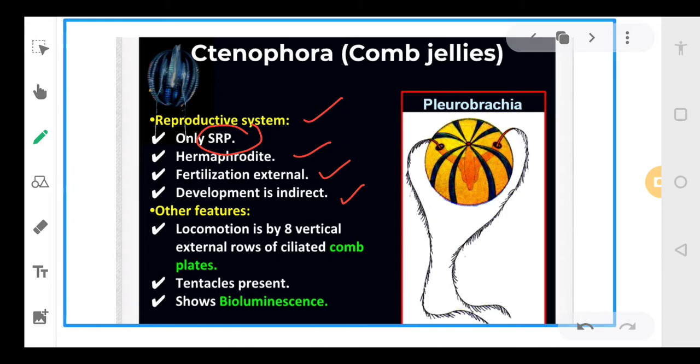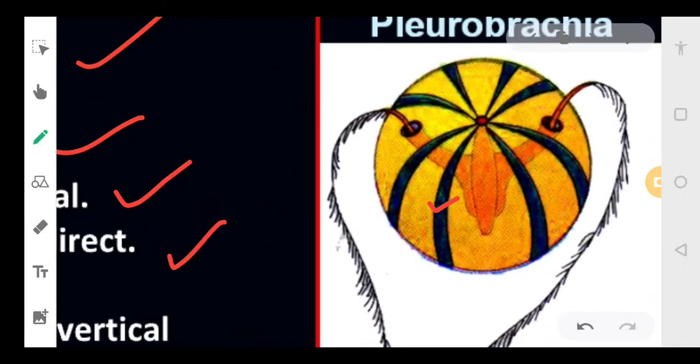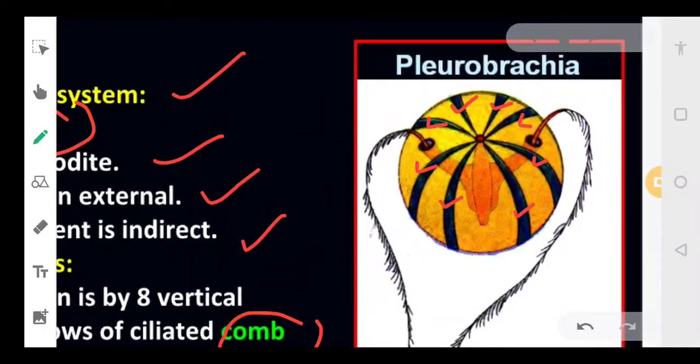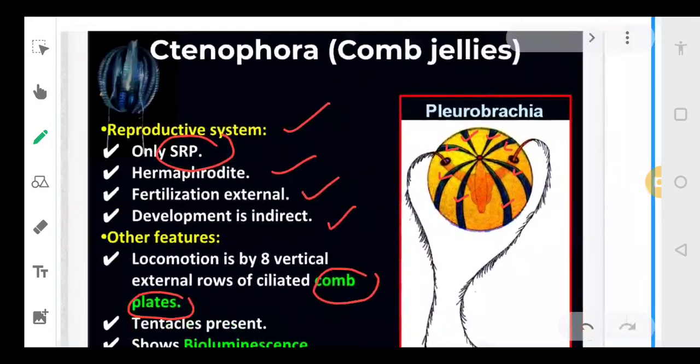In addition to this, there are some special features observed in Stinophora. First, they move with the help of comb plates. If you look at this, these are the comb plates, 1, 2, 3, these green structures as you can see here. There are 8 rows of comb plates, and these plates help in the motion of the comb jellies. Again, tentacles are present. As you can see here, tentacles are also present in their body.